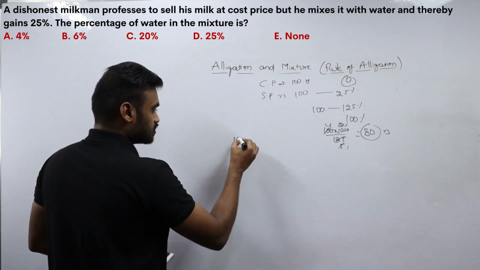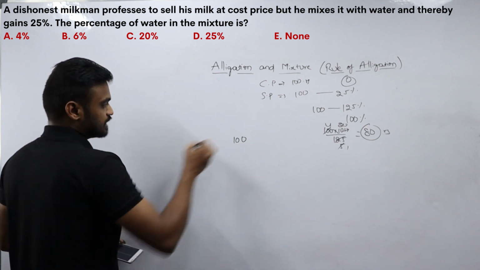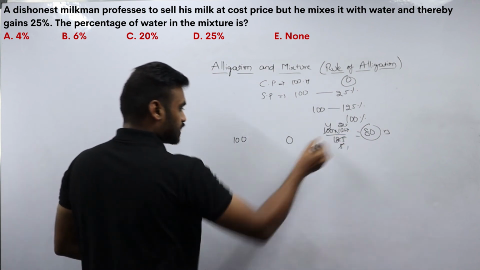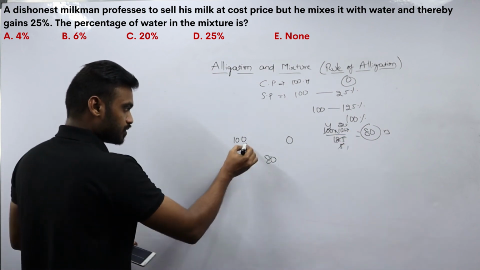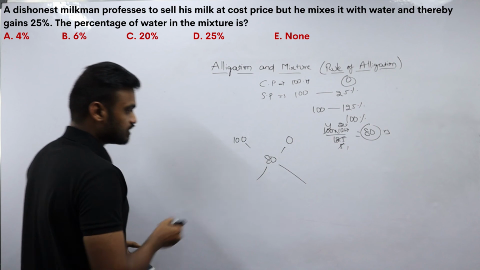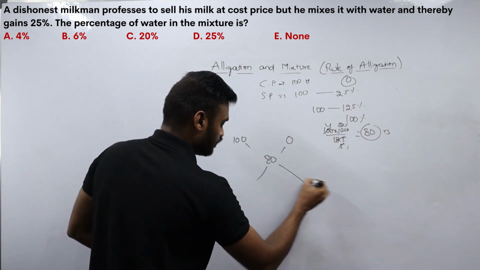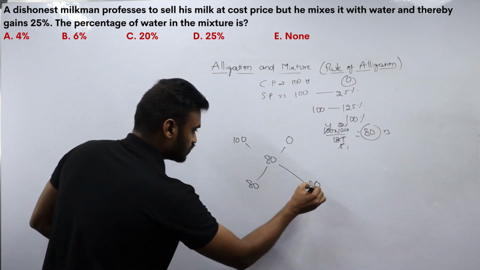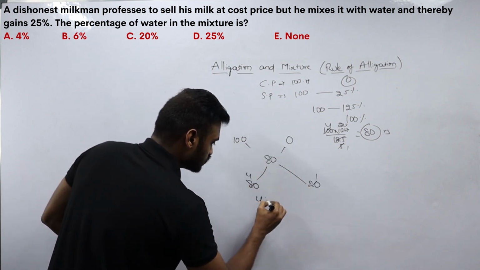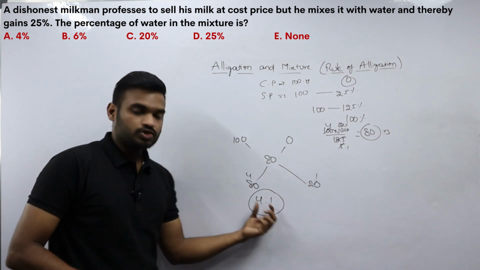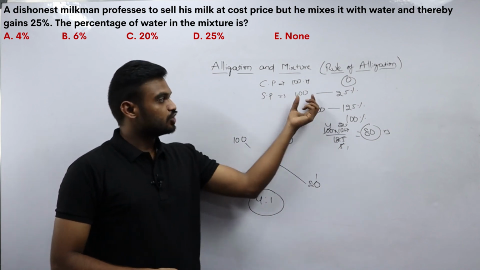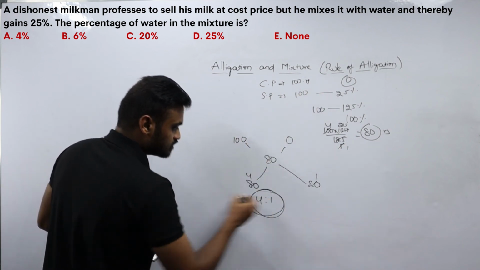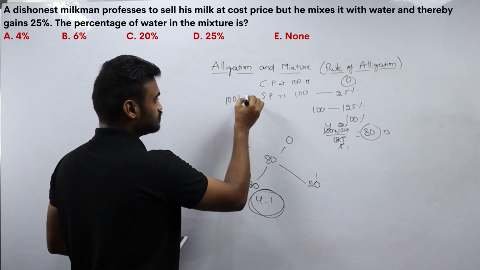See here, the milk price is 100 rupees and the water price is 0. Okay, now what is the mean price? That is 80. So if I find the difference, I get 100 minus 80, that is 20, and 80 minus 0, that is 80. So I will get 20 : 80, which is 1 : 4, so 4:1. This is the total ratio of milk and water in the new mixture after adding some water. Okay, after adding some water, the ratio is 4:1 out of 100 liters.